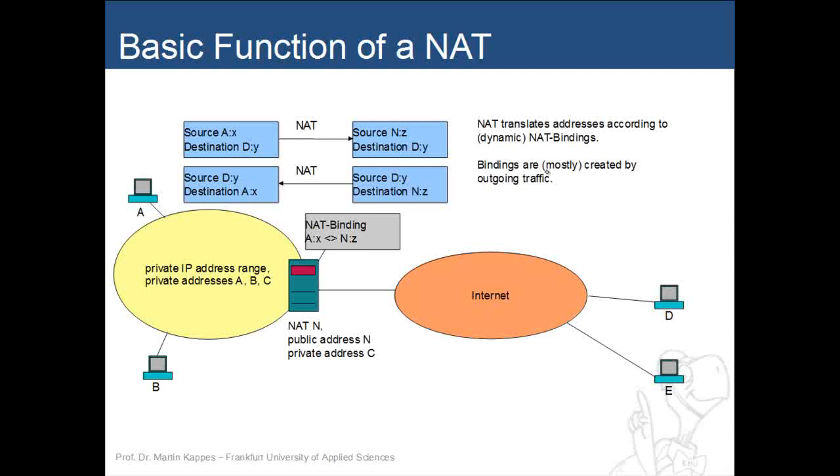What you see here is an intranet where a private address range is used, and here you see two machines A and B who have private IP addresses. When A and B want to contact the internet, they route their traffic through a machine which has the private IP address C on the interface into the intranet and a public IP address N for its interface into the internet. That could, for instance, be a home router.